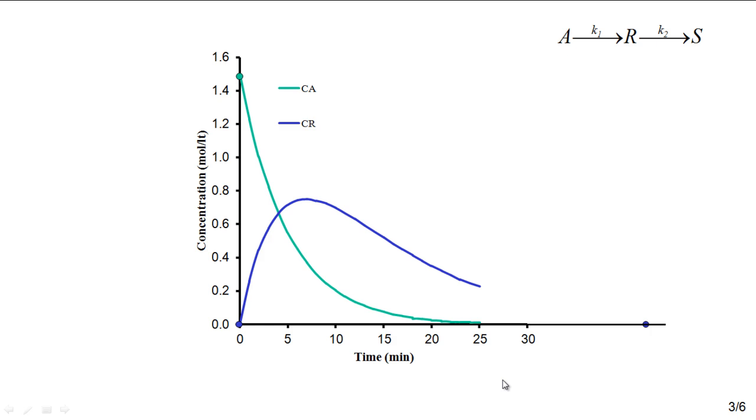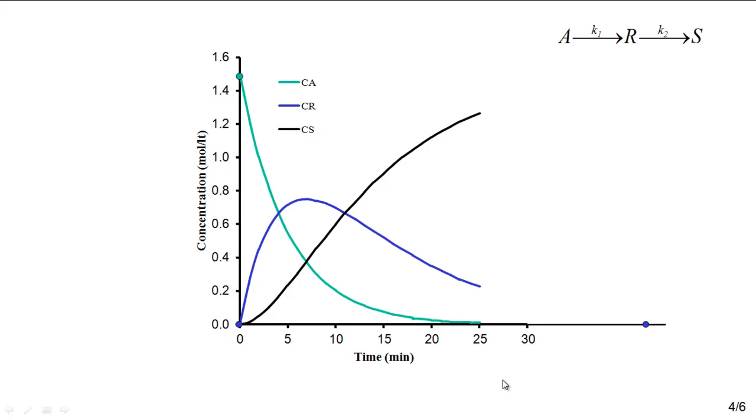Now lastly, Cs versus time. We know that at time t equal to 0, Cs is 0. Locate one point here on Cs versus time curve at the origin. As per the reaction, S is continuously getting formed. Therefore, Cs keeps on increasing. The variation is shown as a curve here.